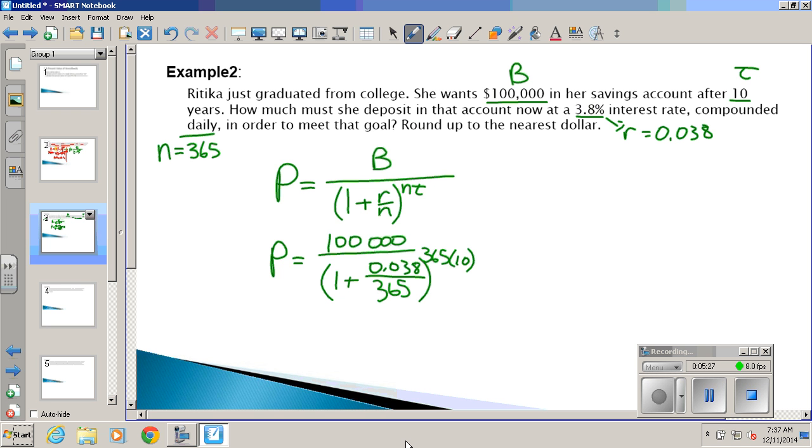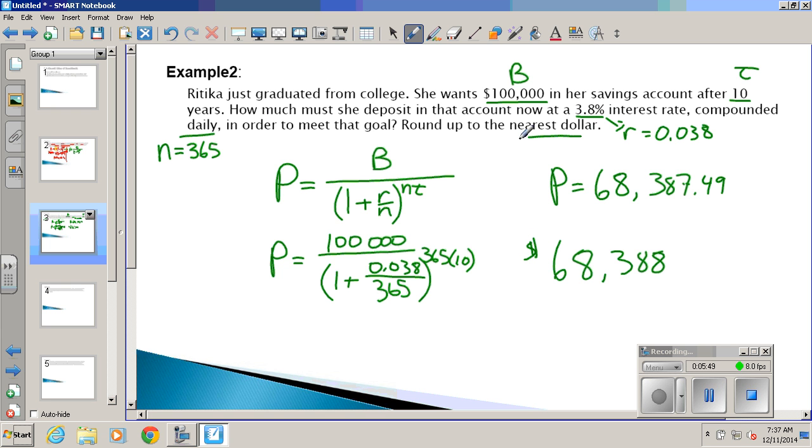Okay, when you do all this math, you end up with about $68,387.49. So that means she must deposit $68,388. So it's the nearest dollar. Take the nearest dollar. Make sure you read through your questions. You hate to lose points because you don't round in the right spot.